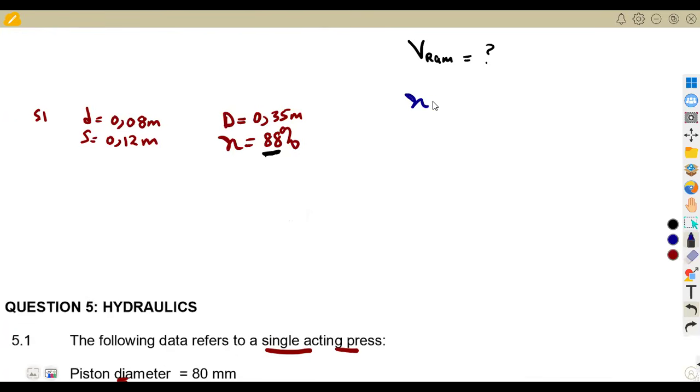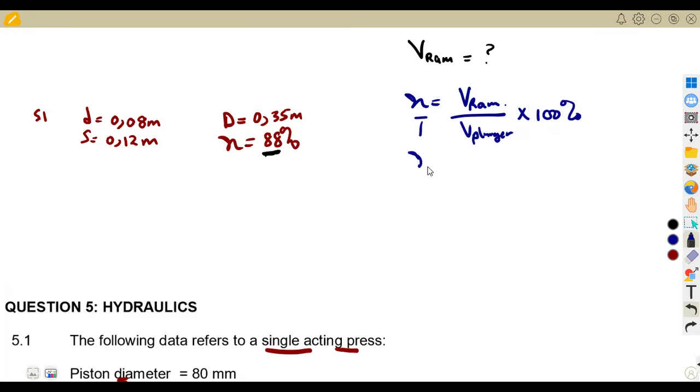The efficiency is equivalent to the volume on the ram, that is VRAM over V plunger. That is the case. So when the efficiency is involved, it means we are now calculating actual values. So in order for us to have VRAM, we can just multiply this side and make VRAM the subject. This is the same as over 1.